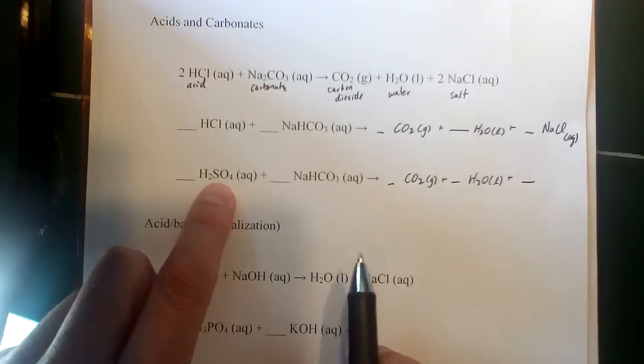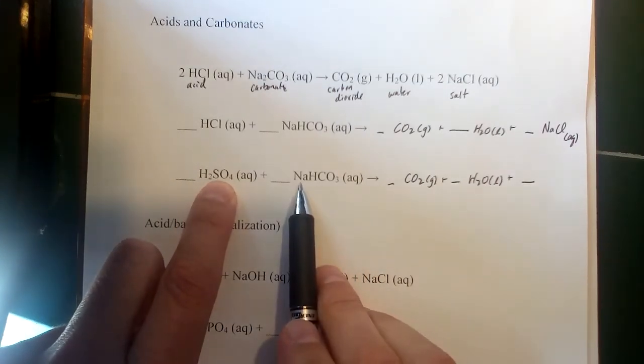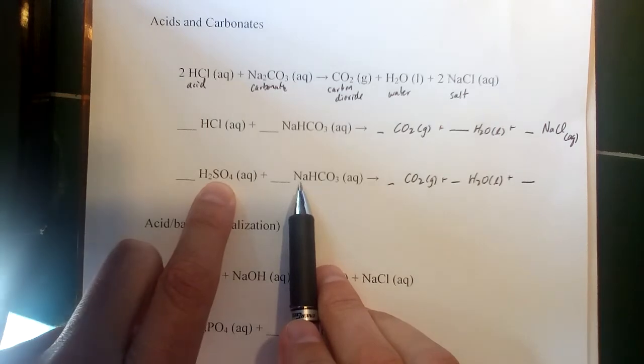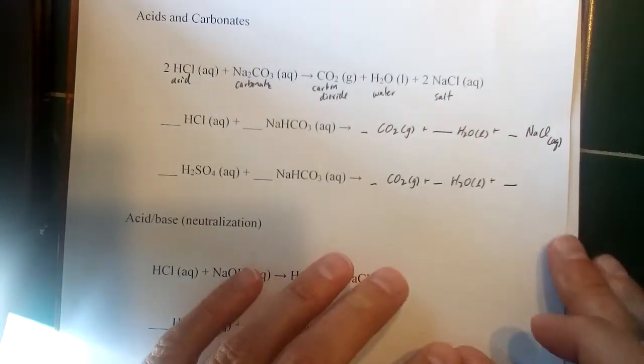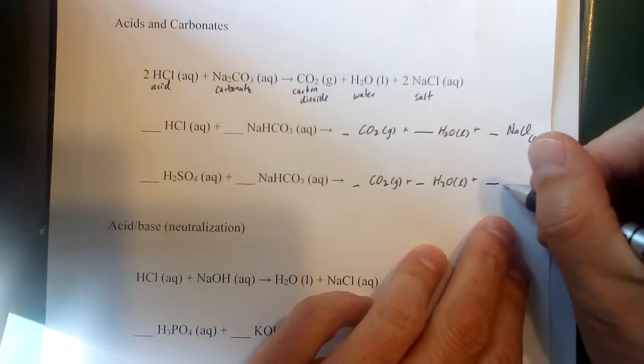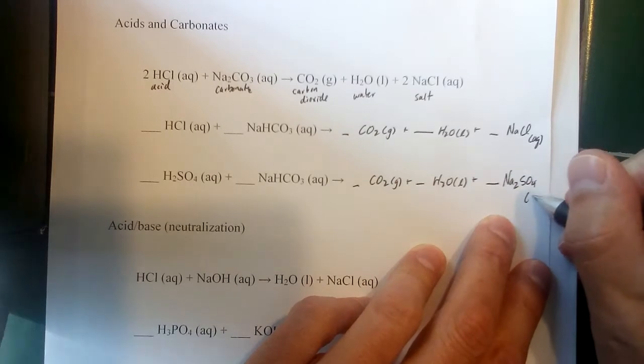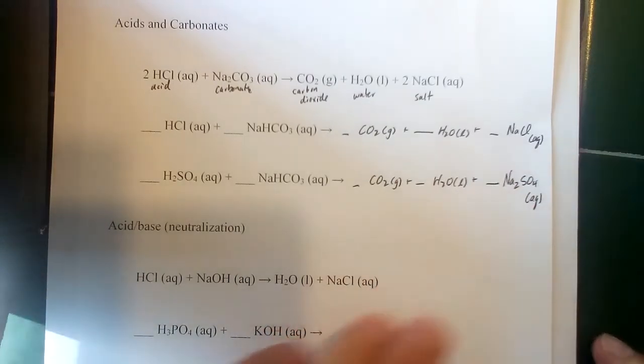Now, the salt, the anion, is going to be sulfate, that's coming from our acid. The cation is going to be sodium, that's coming from our carbonate. So the correct formula for sodium sulfate is Na2SO4, and that, as a sodium salt, is going to be aqueous.